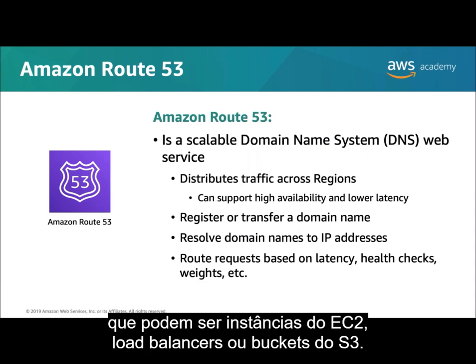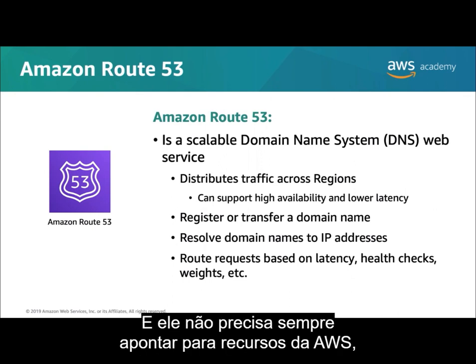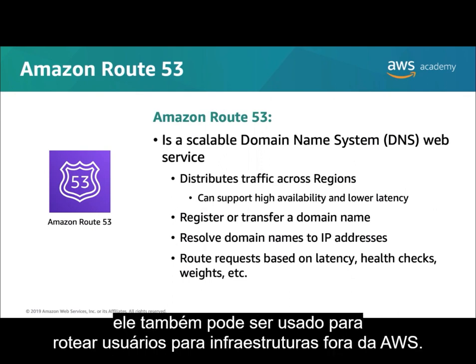Route 53 connects user requests to infrastructure that is running in AWS, which could be EC2 instances, load balancers, or S3 buckets. And it doesn't have to always point to AWS resources. It can also be used to route to infrastructure outside of AWS.